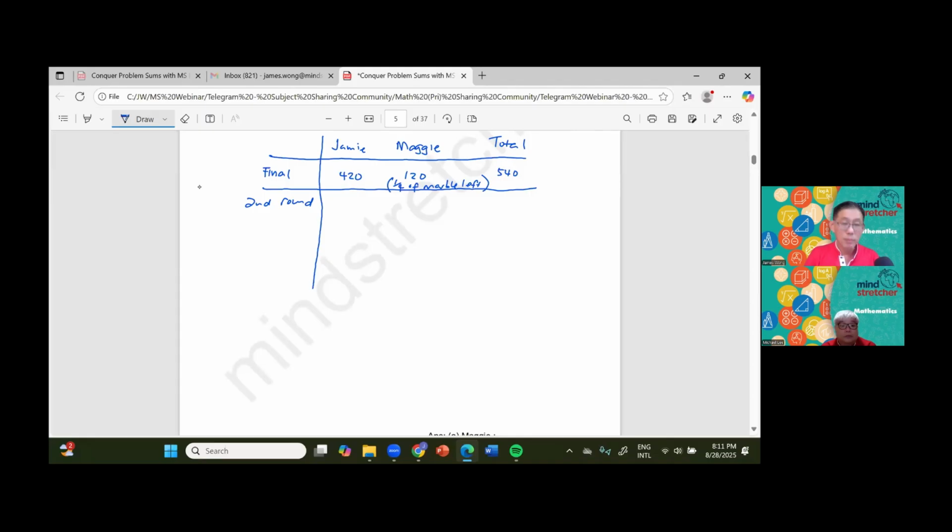So in my second round here, she had to give away, so what the person has left will be 3/4, right? Left with 1/4, so I'm left with 3/4. If 1/4 is 120, 3/4 must be times 3. So 120 times 3 will be equal to 360.